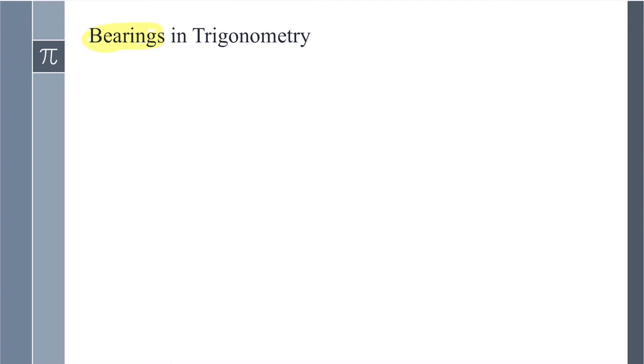There are two ways we use these bearings. Let's talk about the first one. I'll call it method one or type one, whatever you call it. When we talk about bearings, it gives the direction where something is.